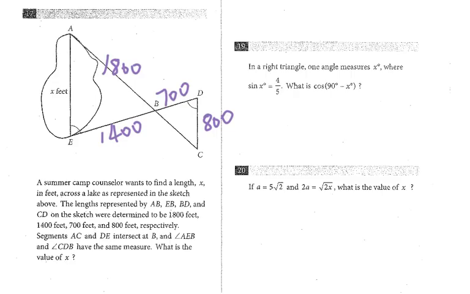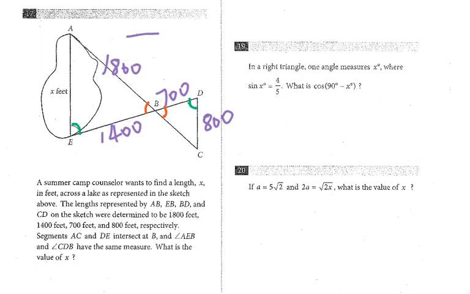For number 17, according to the diagram, we know angle D equals angle E. And also we have vertical angles equal to each other. Therefore, triangle AEB will be similar to triangle CDB. If two triangles are similar to each other, that means the ratio of corresponding sides will be equal to each other too.